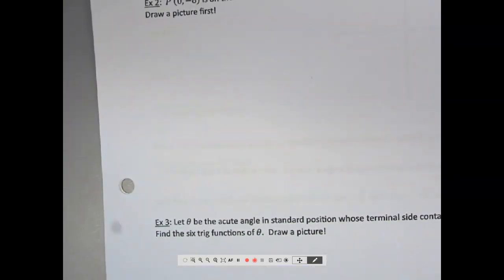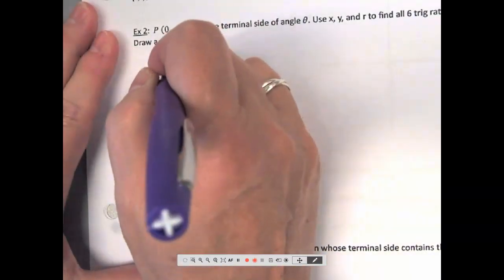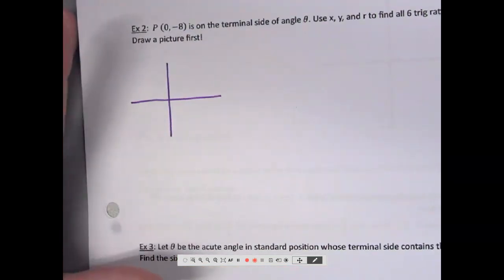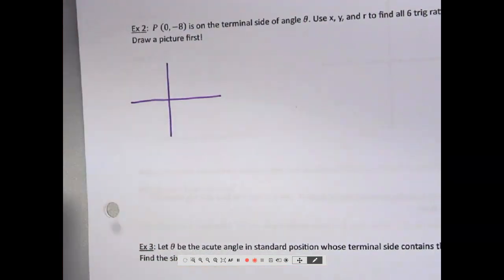Point P, which is (0, -8), is on the terminal side of angle theta. Use x, y, and r to find all 6 trig ratios of theta. Draw a picture. You're going to get sick of me saying draw a picture. All right, draw a graph. It doesn't have to be terribly large. And plot the point (0, -8).